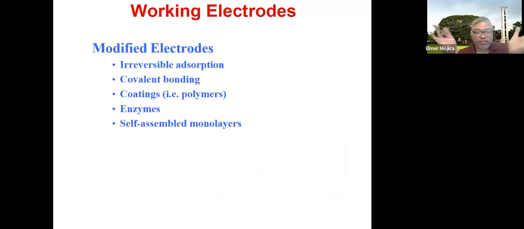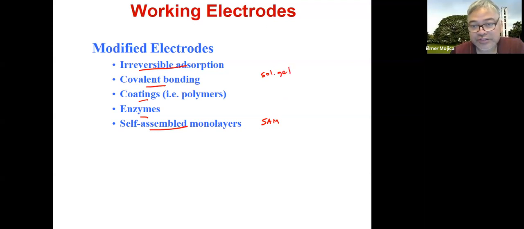And the modified electrodes that we have, so you can have a glassy carbon electrode and then you modify it with something. So you can do some reaction. Irreversible adsorption, covalent bonding, coatings, enzymes, and self-assembled monolayers. This is a very big field, SAM. The experience that I have is the sol gel. You're familiar with sol gel? Anyone?